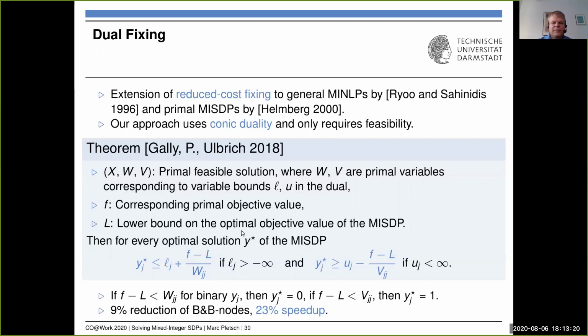This is particularly useful if y is actually binary, because if f minus L is less than this diagonal term, so this here is less than 1, then we can actually fix the corresponding y variable to 0. And conversely, if f minus L is less or equal to the diagonal of this V matrix, then we can fix the y variable to 1. So this reduces on average the number of nodes by 9% and leads to a 23% speed up in the solution of mixed integer SDPs.